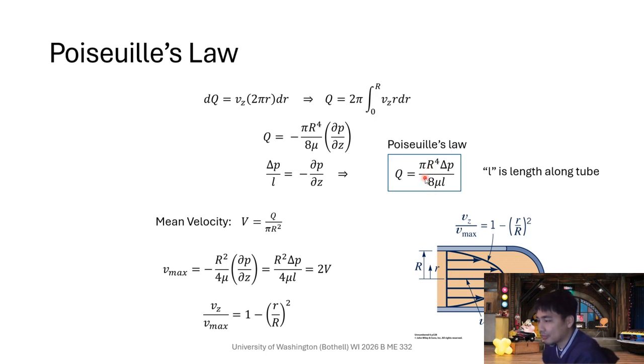Pi, capital R is the overall radius of the tube. Delta P is the pressure. The 8 is just a constant there. Mu is your viscosity, and L is the length of the tube. Hopefully I'm not getting too detailed here, but I just like to say the variables so when you're solving these, you know exactly what they are.